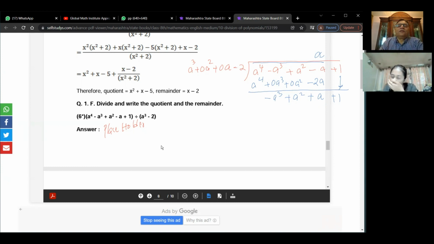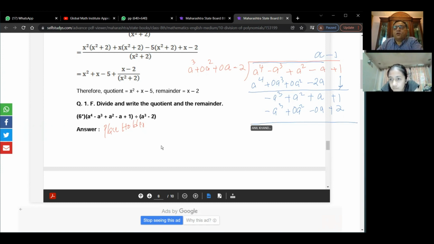So we have A cube and minus A cube. So what should go into the quotient? Minus 1, right? So when I multiply, I get minus A cube plus 0, or I could write minus 0A also, doesn't matter, and plus 2, correct? Minus and minus becomes plus.